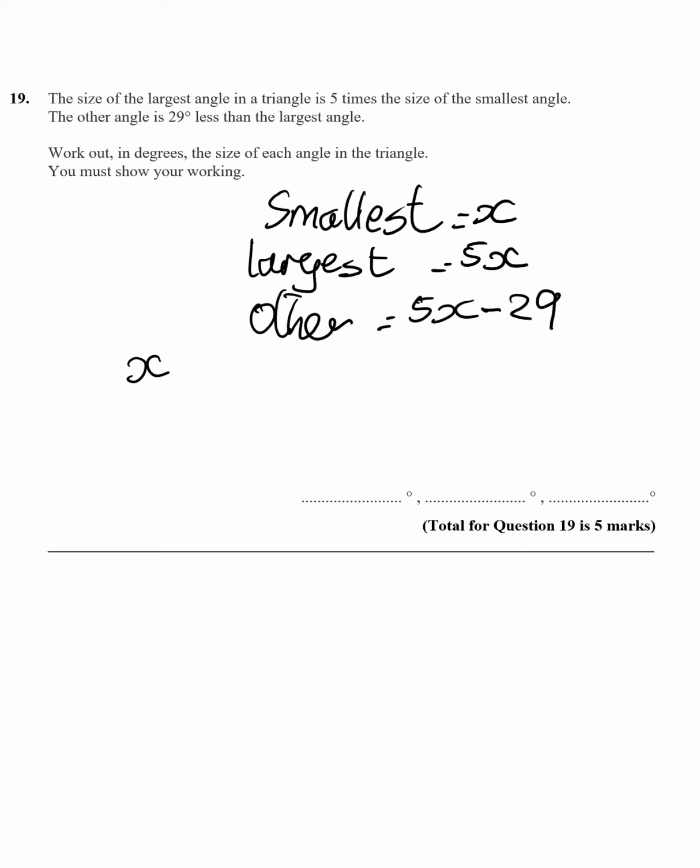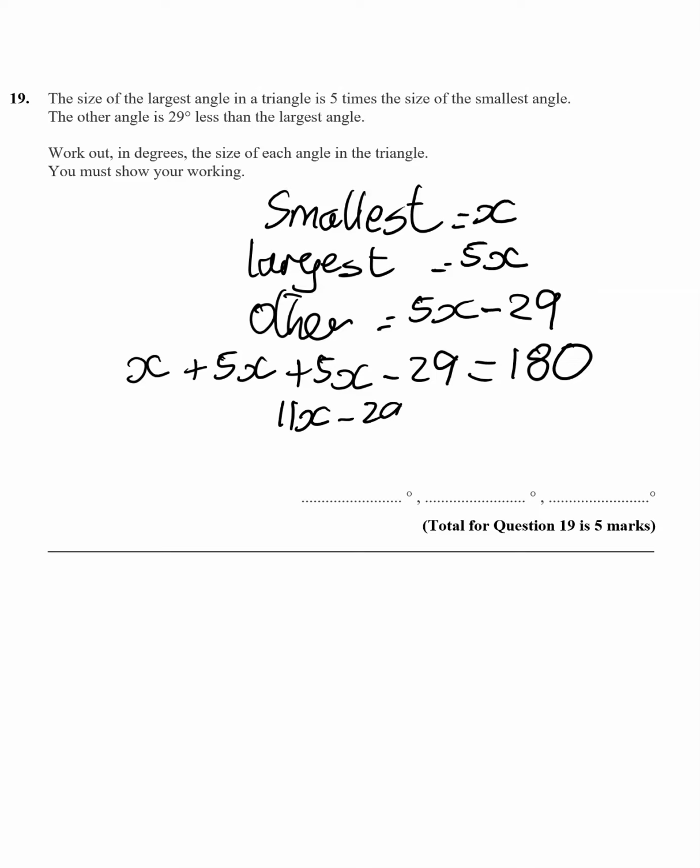Now, I do know if we add all the angles in a triangle together, it gives you 180. So I'm going to form another equation: x plus the 5x for the large one, then plus the 5x minus 29 for the other one, and that all equals 180. So if we then add these together, it gives us 11x minus 29 equals 180. So 11x is equal to 209. So now we need to do 209 divided by 11.